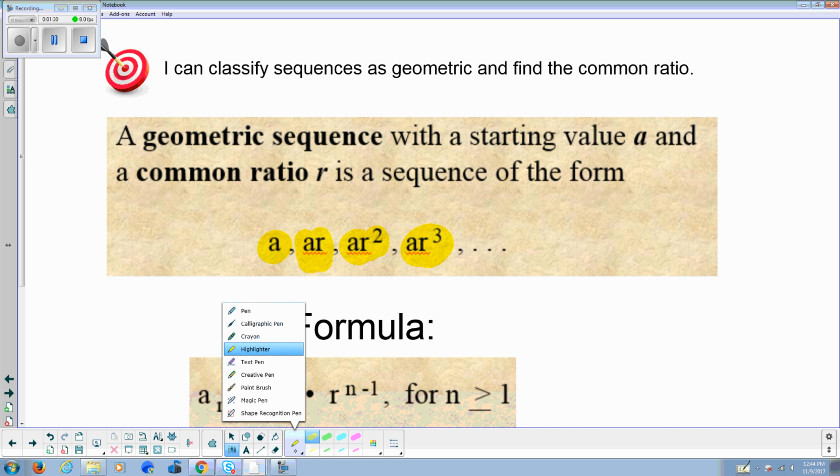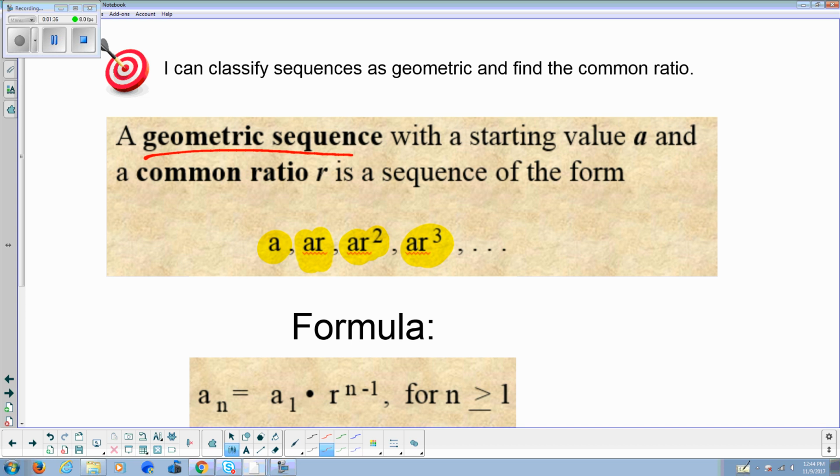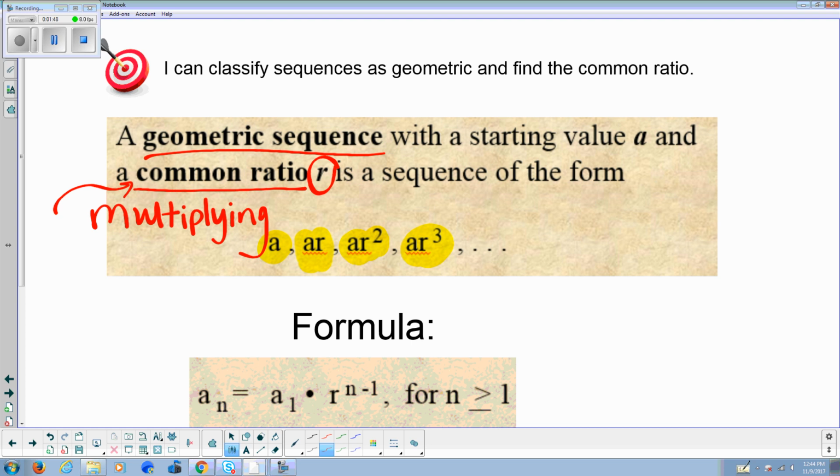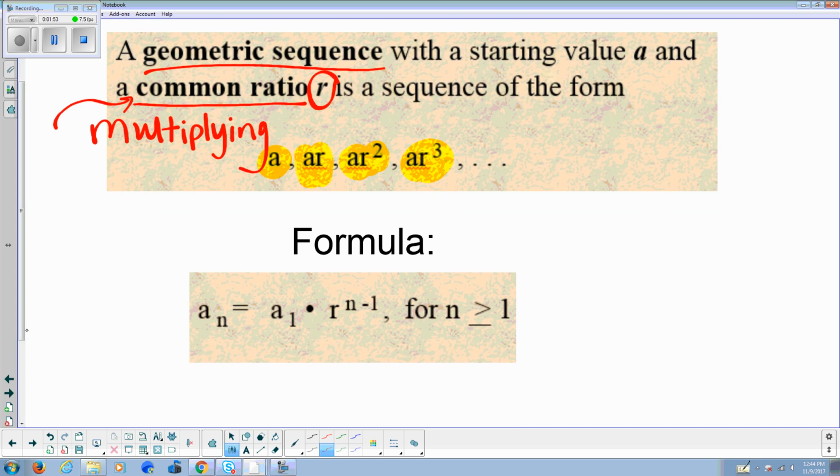So the thing that we really need to remember when we're talking about geometric sequences is that we are multiplying by this common ratio R. There is a formula for geometric sequences that we see here. A_n equals A_1 times R to the n minus 1.